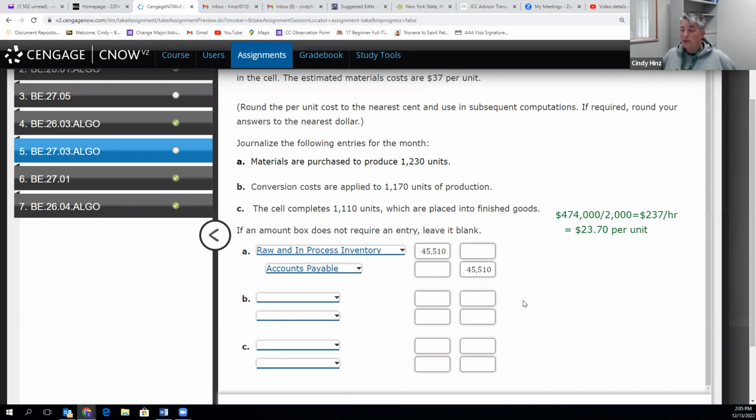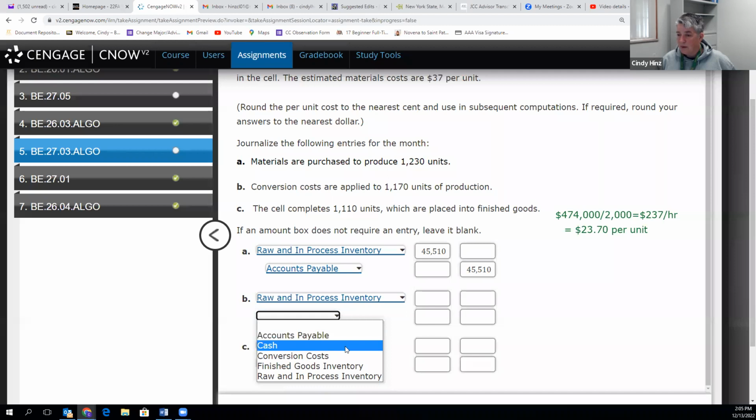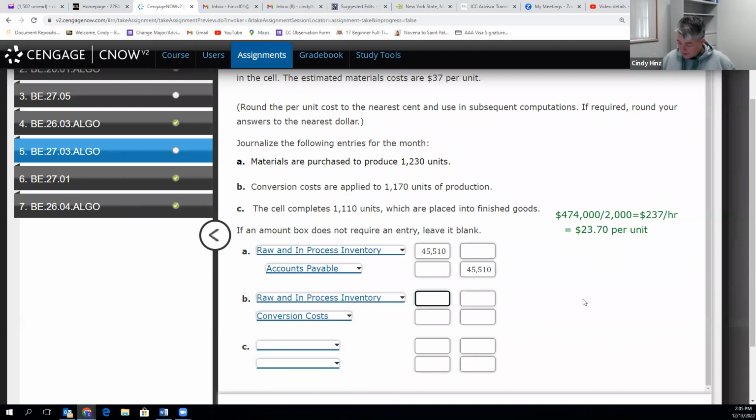Conversion costs are applied to 1,170 units of production. Those conversion costs are applied based on our expected cost, which we already calculated here on the screen, $23.70 per unit for each of the 1,170 units. Again, these are standard costs, based on the budget or the standards that we had established before we began production.